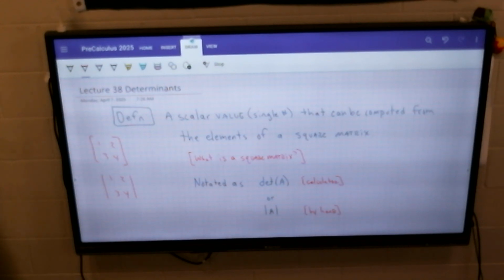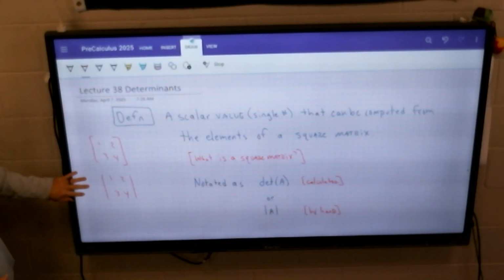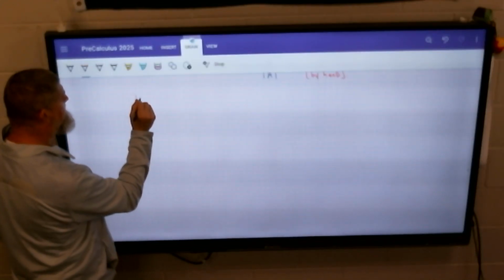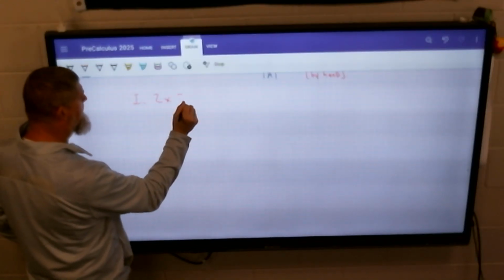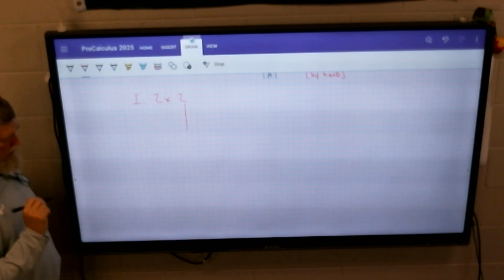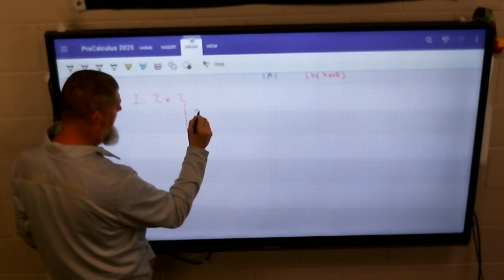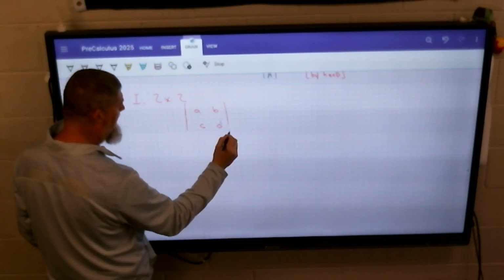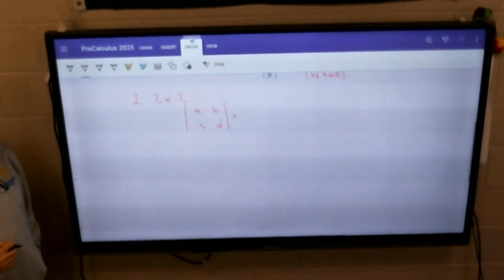So first of all, let's figure out how to find the determinant, okay? So there's the definition, there's what it is, there's a notation. We're gonna start off with 2 by 2. So number 1, start off with the 2 by 2 matrix. In general form, notice we're gonna use the absolute value symbol, not the brackets. And I'm just gonna put in letters A, B, C, D.